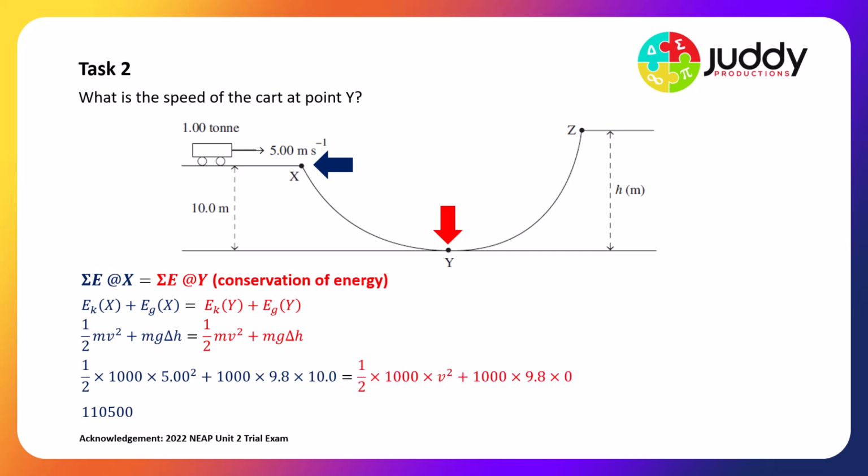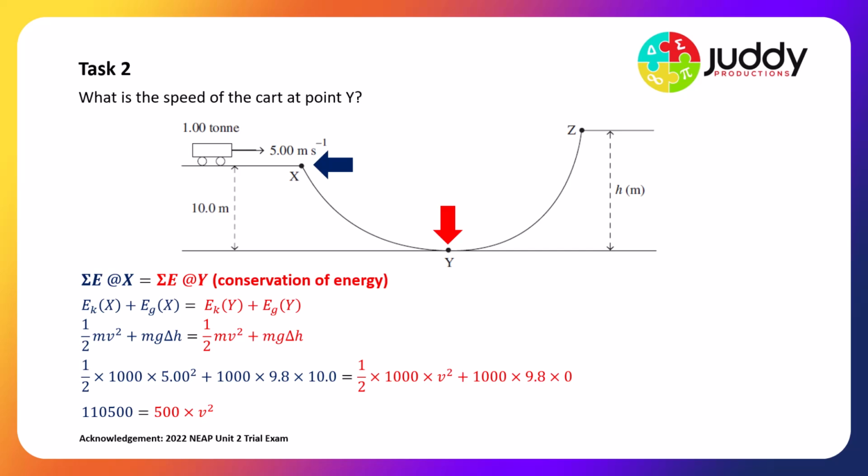So at point Y, the kinetic energy is equal to 1/2 of the mass, that is 1,000 kilograms, multiplied by the speed squared, the unknown value for v. And the gravitational potential energy at point Y is equal to 1,000 times 9.8 times 0, because our heights are measured relative to the ground, and at point Y, the track is on the ground. This effectively means that there is no gravitational potential energy. So the total energy anywhere in the system is equal to 110,500 joules. At position Y, that equates to 500 times v squared.